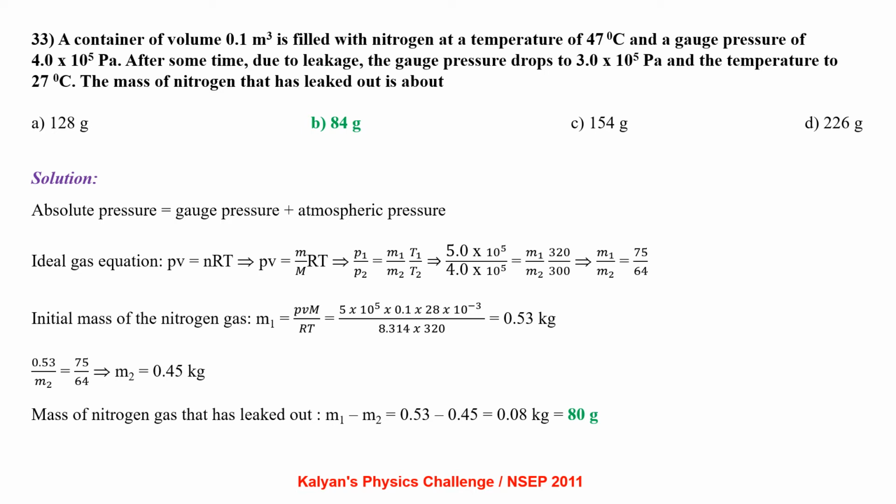Applying ideal gas equation PV equal to nRT, we get PV equal to m by M RT. P1 by P2 equal to m1 by m2 T1 by T2 because other factors are constant, from which we get m1 by m2 equal to 75 by 64. Initial mass of the nitrogen gas m1 equal to PVM by RT, which is 0.53 kg. So we get m2 equal to 0.45 kg. Mass of the nitrogen that has leaked out is m1 minus m2, which is 0.53 minus 0.45 equal to 80 gram.